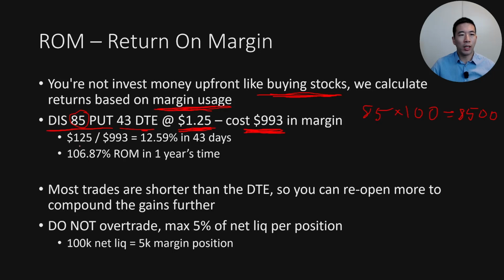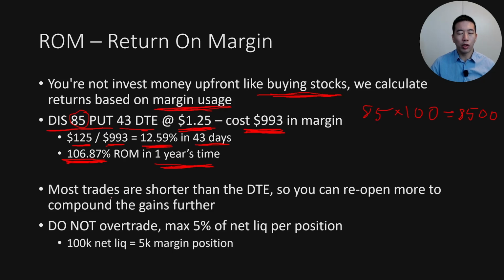So if we divide the $125 premium that we make by $993, it is 12.59% of return on margin in 43 days. That's amazing, because if you were to calculate it on an annual basis, that's over 106% return on margin. Where else can you find a strategy that will return you 100-something% return on margin while your win rate is near 90%? That's amazing.